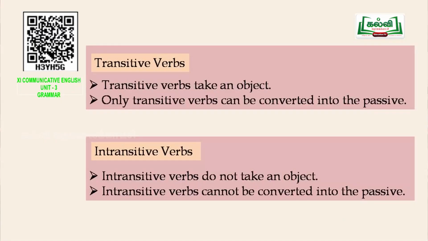Now we also talk about transitive and intransitive verbs. Now transitive verbs, they take an object. So such sentences can be converted into the passive, whereas intransitive, they do not have an object and therefore they cannot be converted into the passive. Now I'll give you some more examples. The same verb can be used as the transitive verb and as an intransitive verb.